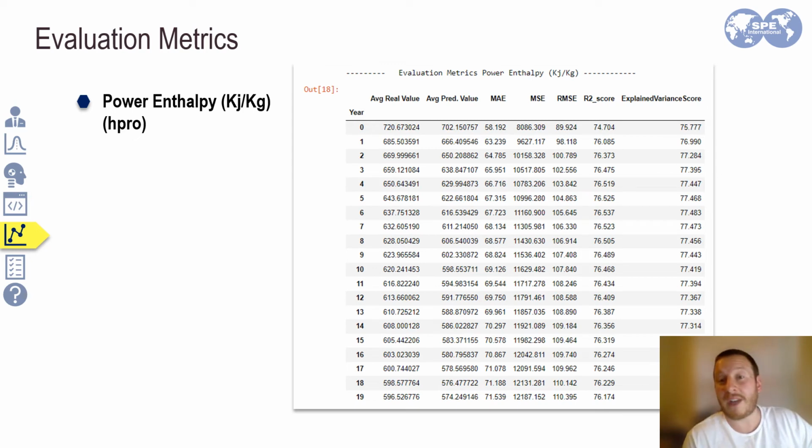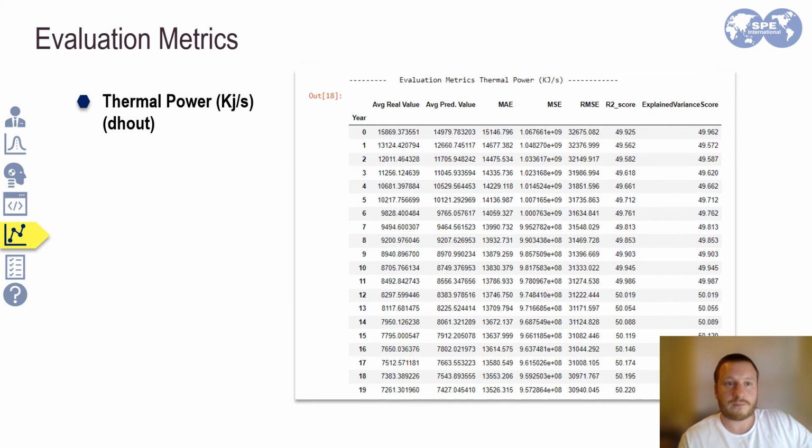After running the neural network, initial evaluation metrics were obtained. These metrics were obtained per neural network and per every single year predicted. So regarding enthalpy, mean absolute error was in a range from 58 to 71 year on year, and MSE from 8,000 to 12,000, and RMSE from 89 to 110. R2 score and explained variance score about 75%. Then thermal power had slightly lower explained variance scores and R2 scores on average. And finally, power output with the lowest explained variance score of the model.